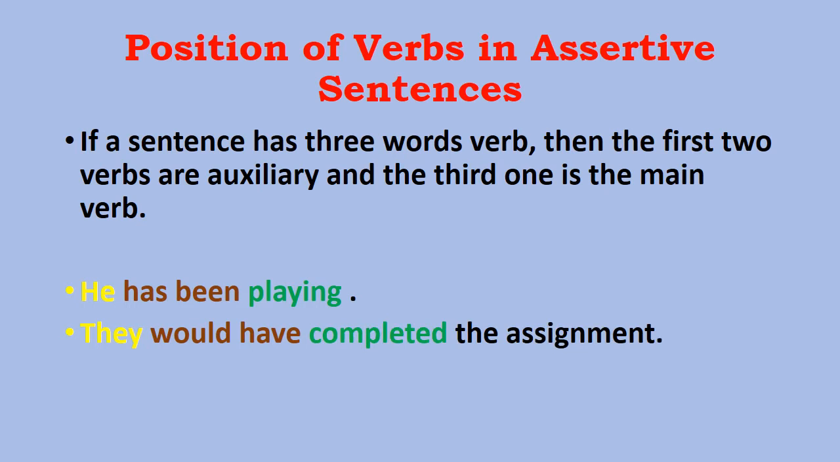They would have completed the assignment. Same here, the subject is they, and would is an auxiliary, have is also an auxiliary, and after that, completed. See, this is a sentence in future perfect past. About tenses, there is one more video which you can refer to. You will say, I am telling you all about the references because this is the topic wherein you need in-depth knowledge.